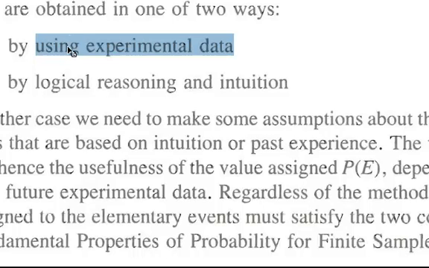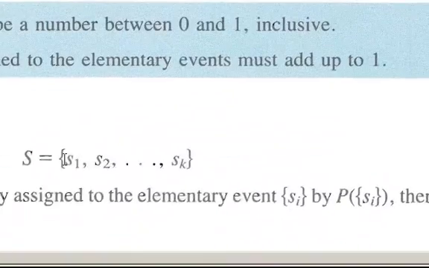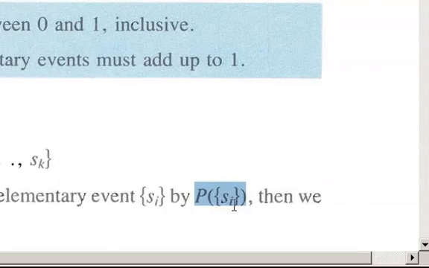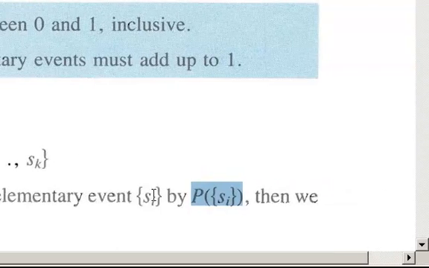And the other is by logical reasoning and intuition. That's like the probability of getting a 5 when you roll a die is 1/6. We just sort of know that, or we have intuition or logical reasoning. There are two different ways of assigning probabilities to the individual elementary events. This is the right notation for an elementary event, and we want to find the probability for the elementary events. So Si could be S1, S2, S3, and we want to know the probability for S1, for S2, and so on.